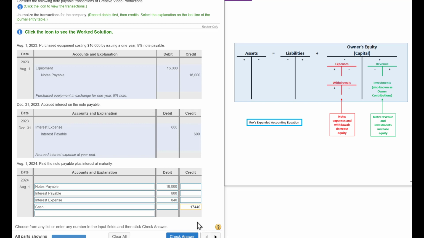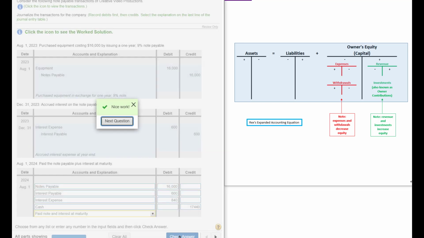Now we should also double check. So if we take this amount plus this amount plus this amount, in other words, our debits must equal our credits. And they do. They equal $17,440. So the last thing we need to do is show our explanation: paid note and interest at maturity. And that's it.